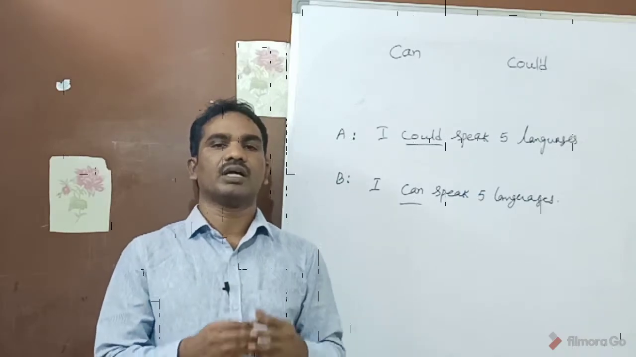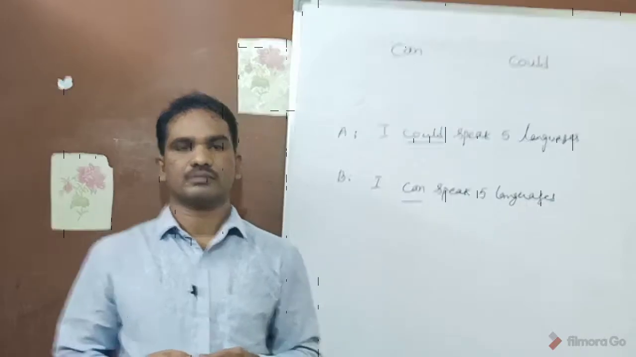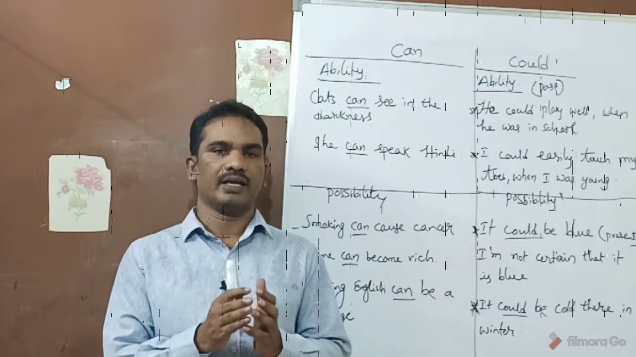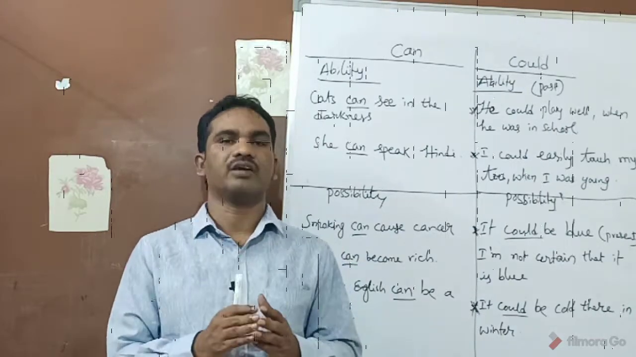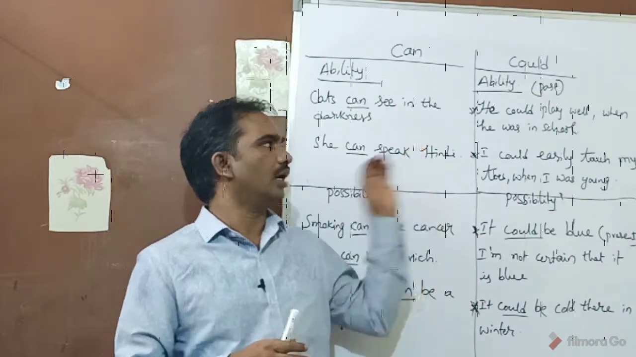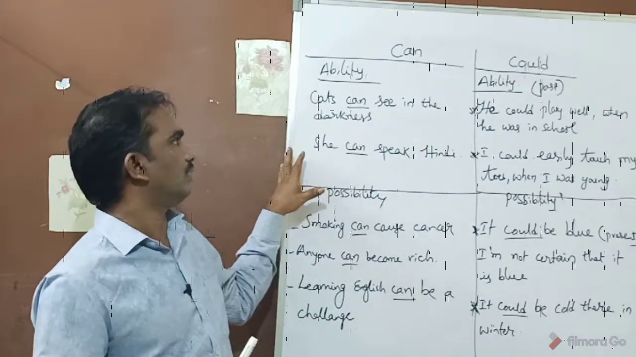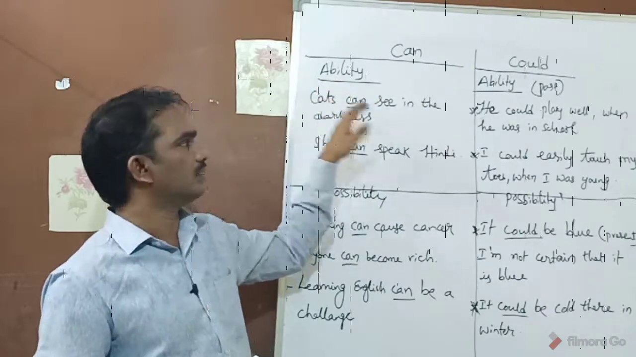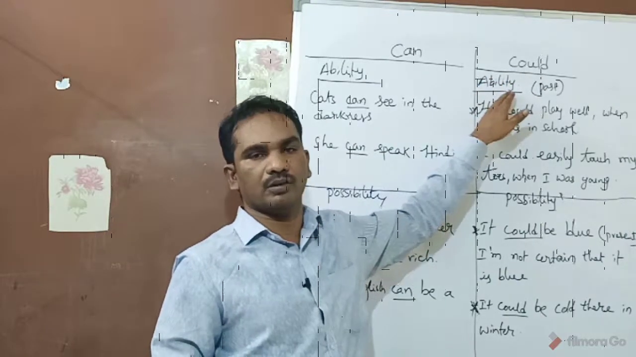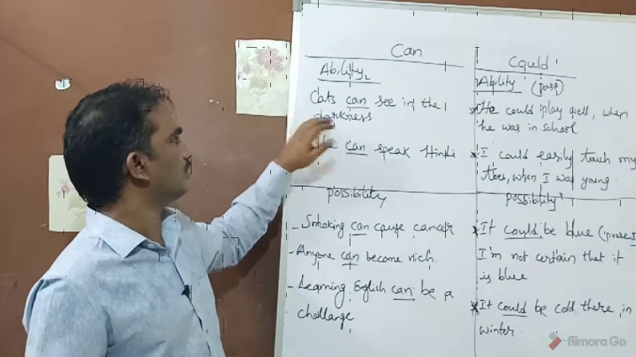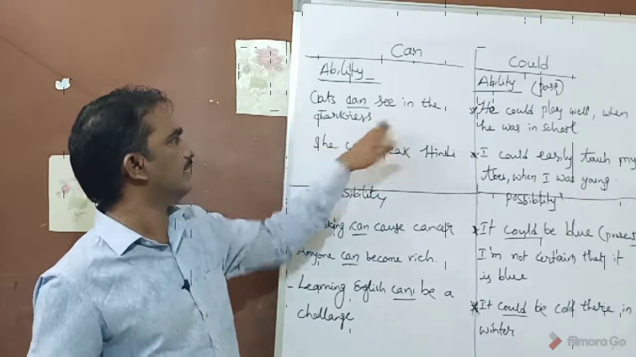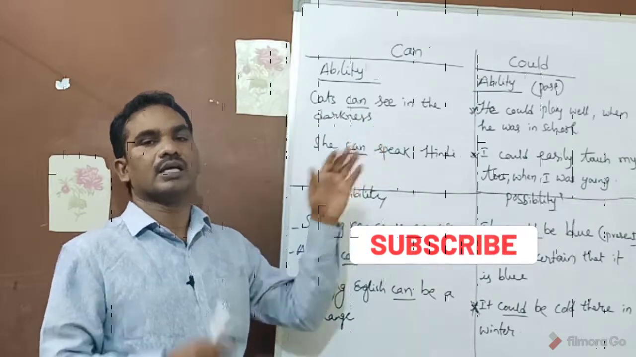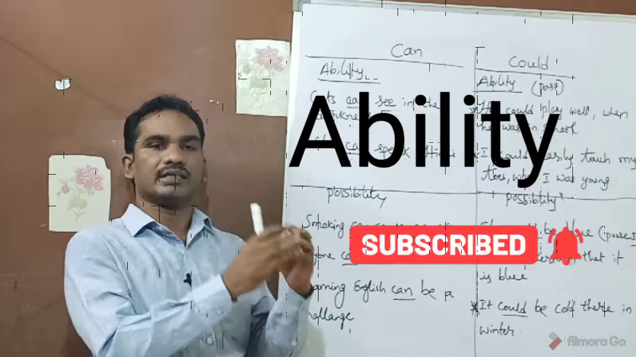How do we use can and could? Guys, so here let's look at how we use can and could. We'll try to understand the difference between can and could. Let's look at the first one. We use can to talk about ability, could also to talk about ability. So how do we use it? For example, cats can see in the darkness. So this is the ability that cats have.